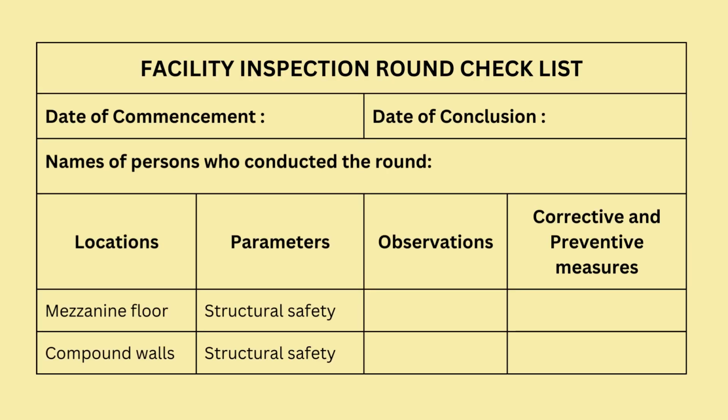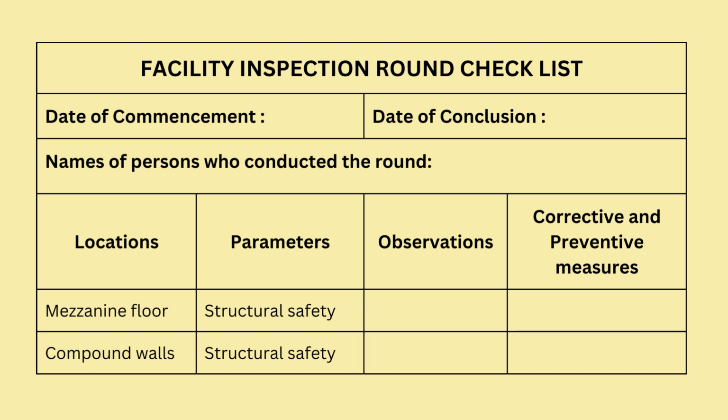I have divided the main portion of the checklist into 4 columns: locations, parameters, observations, corrective and preventive measures. The inspection round cannot be concluded in one day, therefore, the commencement date and the conclusion date should be mentioned. Also mention the names of the persons who conducted the inspection round.